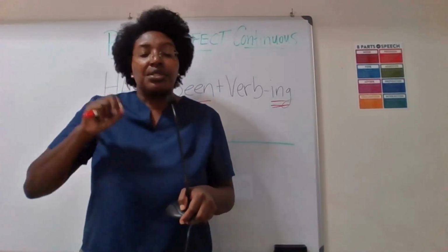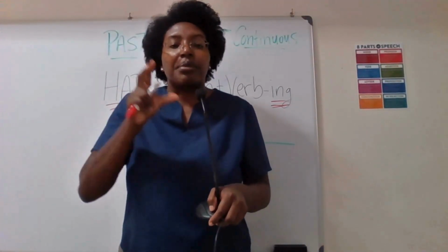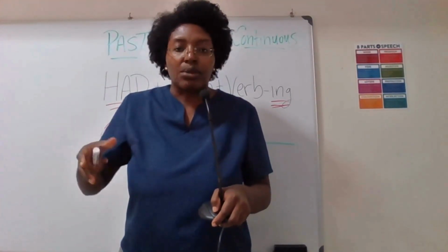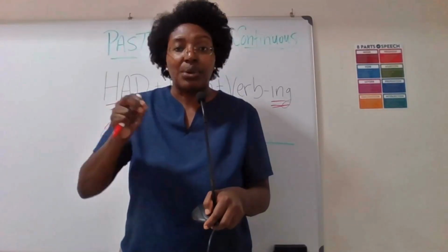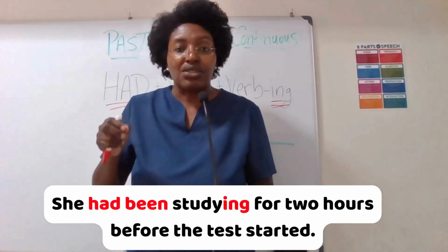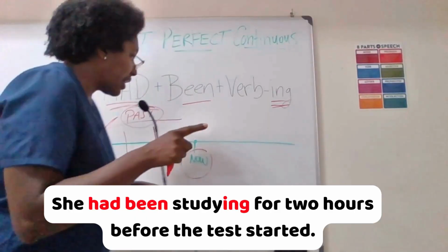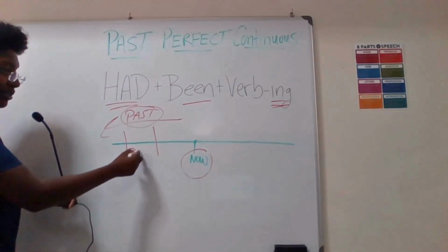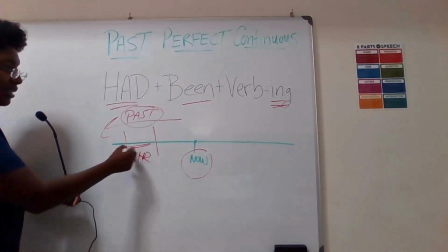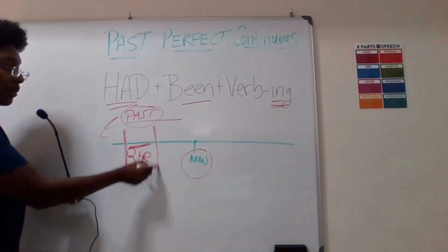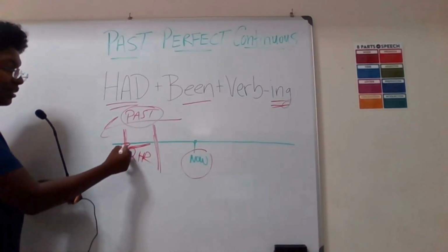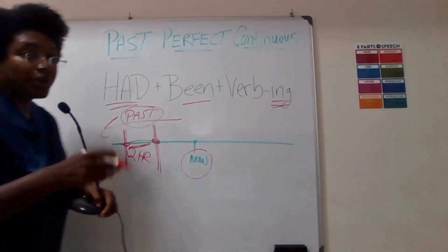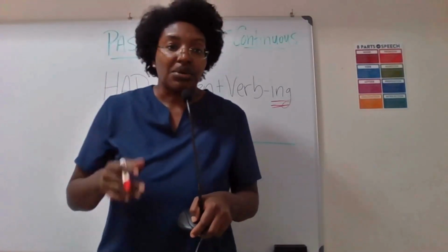And remember, we use it to describe something that was happening for a period of time before something else. So the example in the workbook is: she had been studying for 2 hours before the test started. So looking at our timeline, she had been studying for a period of time, for 2 hours. She'd been studying here for 2 hours before the test started. So she'd been studying here for 2 hours and then the test started. So that's why we would have to be in the past perfect continuous tense.